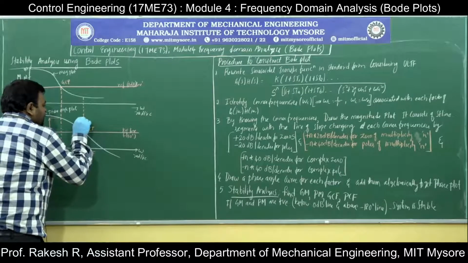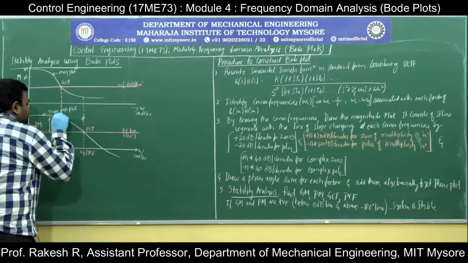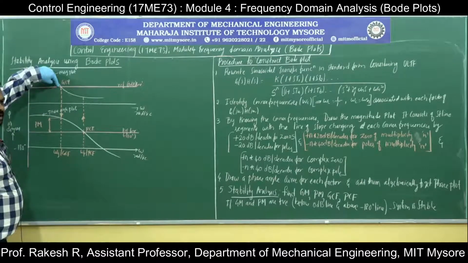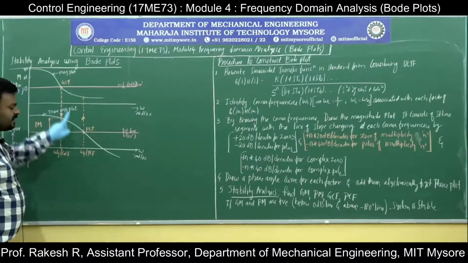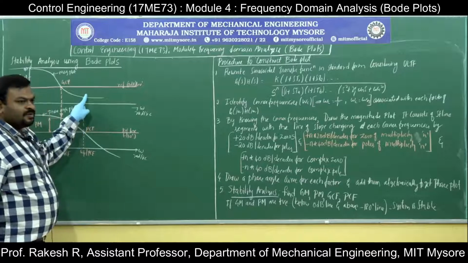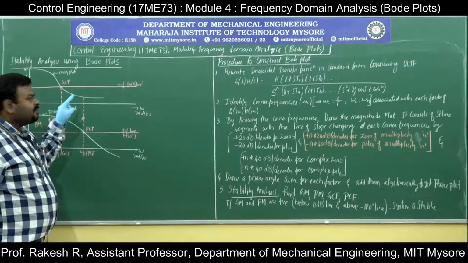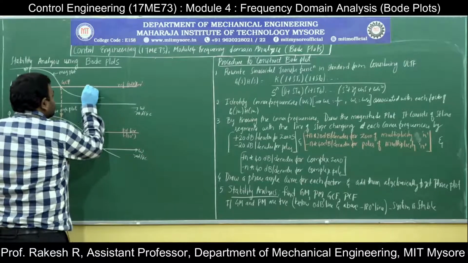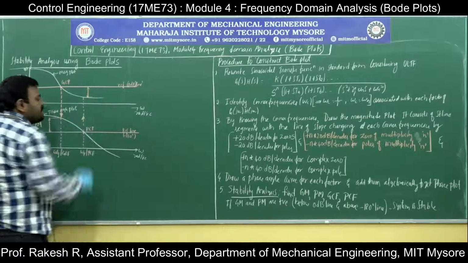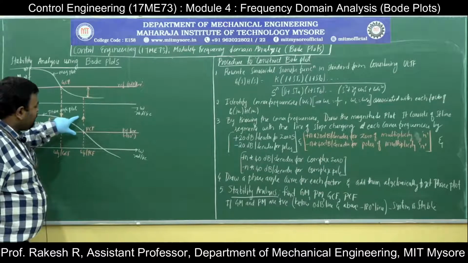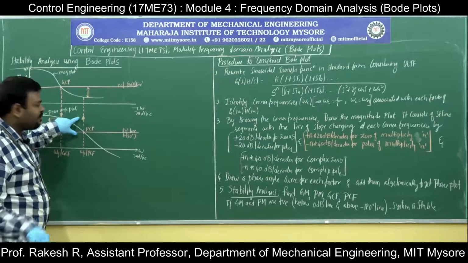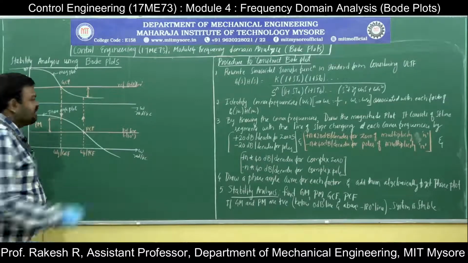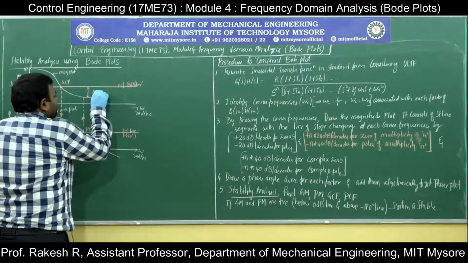See the directions here. I have written the directions. First I need to project the gain crossover point to the phase angle plot, then the phase crossover point to the magnitude plot. So the distance from where the projection of the phase crossover point touches the magnitude plot to the 0 decibel line, this distance is the gain margin.